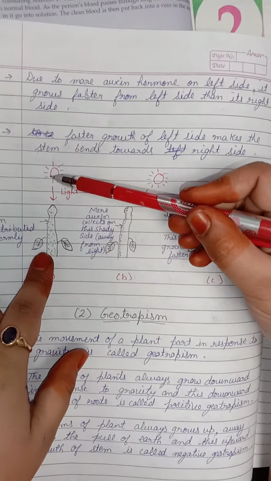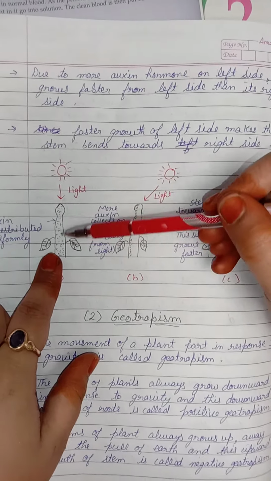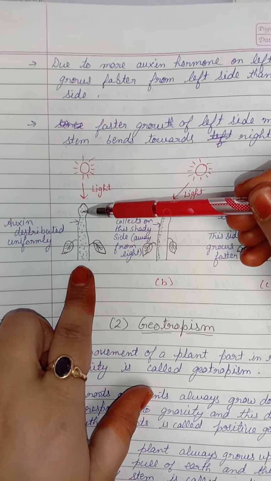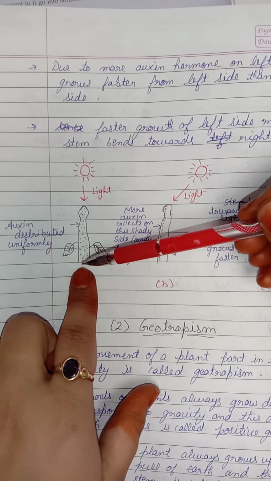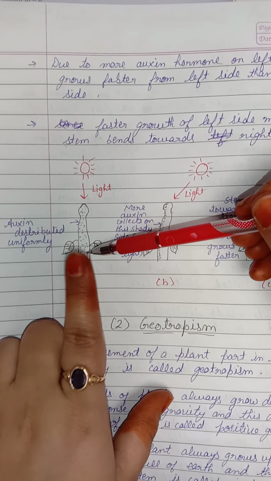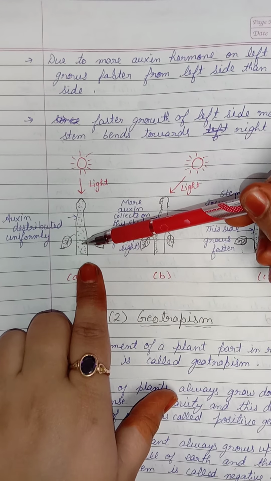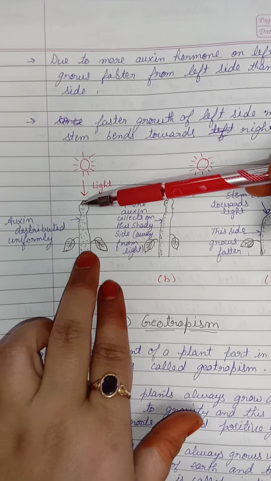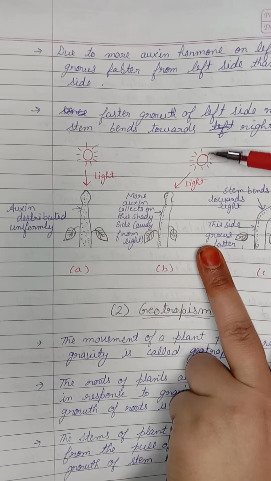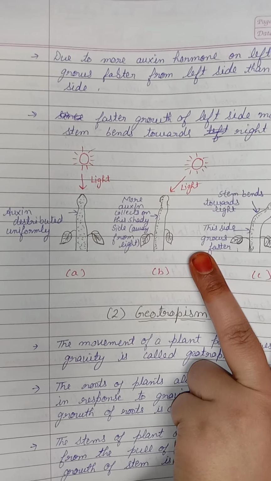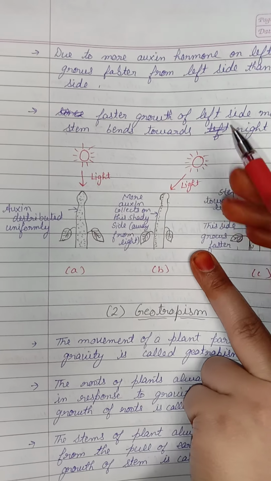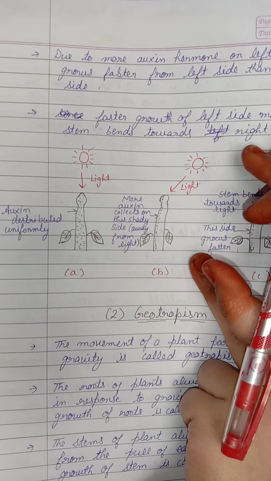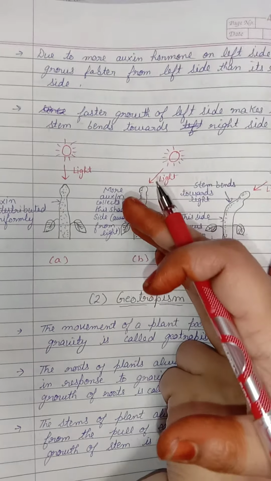So if the sunlight is coming from the straight direction, then the auxin present at the tip of the stem is equally distributed in all the parts of the stem. Clear? If there is equal distribution of auxin in all parts of the stem, the stem will show straight growth. But if the sunlight is coming from one direction, for example in this diagram the sunlight is coming from the right direction, then one more important thing related to auxin is that auxin prefers to be in the shaded area.